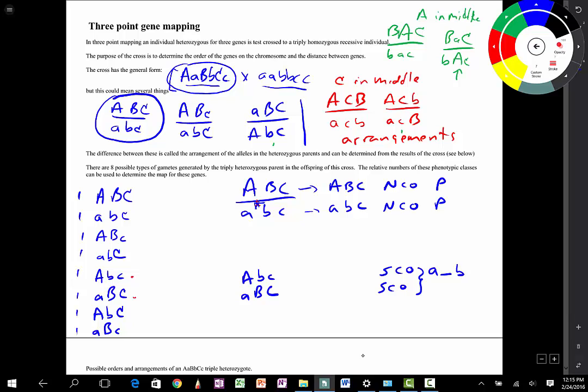If we get a crossover between B and C, then little a, little b, and big C are connected. So I guess I should do it over here. So little a, little b, big C, and big A, big B, little c. And so these guys, I'll just move these guys over here. So big A, little b, little c, little a, big B, big C. These are also single crossovers, but in this case they're a crossover between B and C.